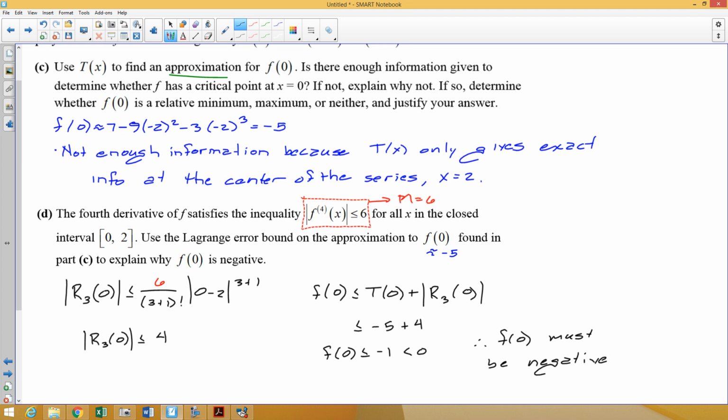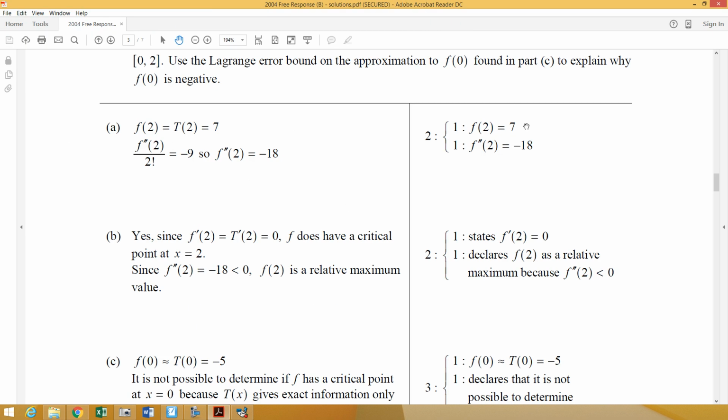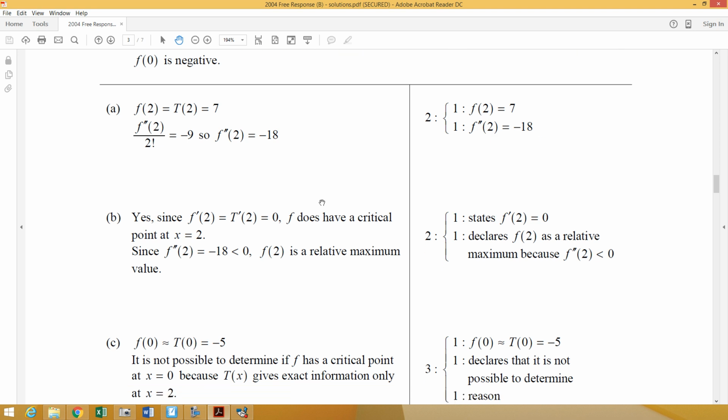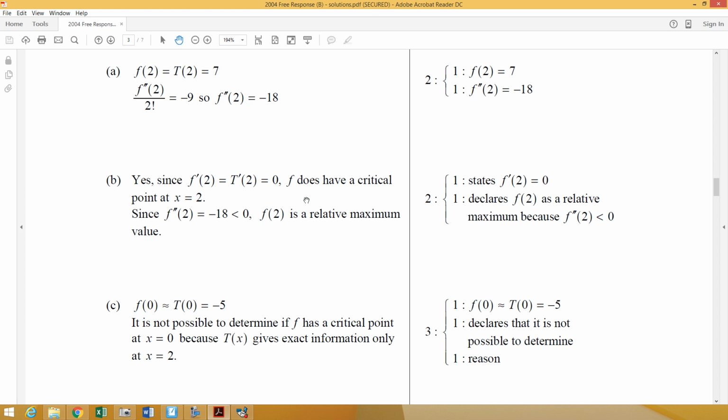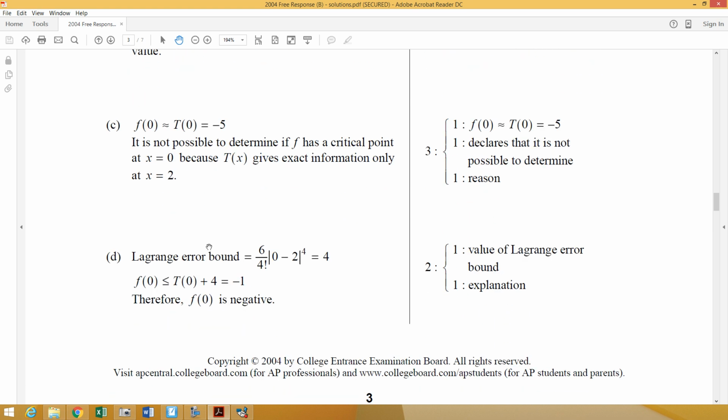As far as point values for this one, I'm going to bring this over here. Part A, you got 1 point for f of 2 and 1 point for f double prime of 2, 7 and negative 18. Part B, you can see their answer. There is a critical point at 2. They used the second derivative test. They didn't explain that it was a second derivative test, but they have the work shown. You got 1 point for each of those. C, 1 point for T of 0 being negative 5, 1 point for declaring that it's not possible, and then 1 point for the reason. And then D, your Lagrange problem, 1 point for getting the value of 4, and then 1 point for your explanation. And there you go.